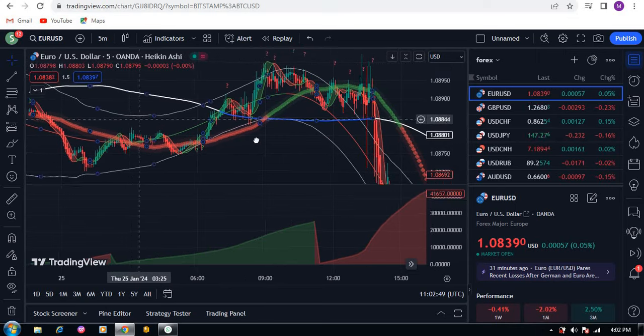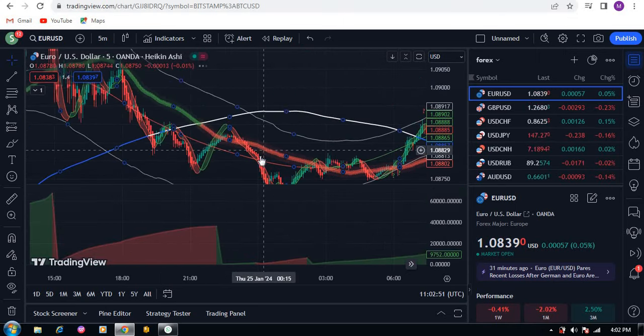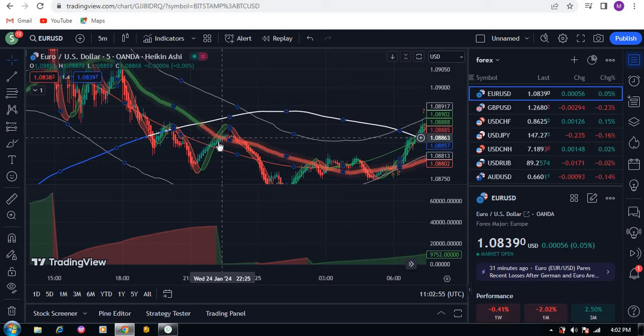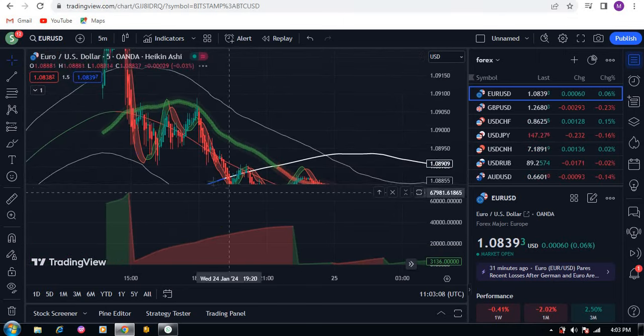Okay, now you can see in the whole scenario you are getting zero fake signals. This is not our buy trade and this is not our sell trade. Why? Because as I already told you, the candles are below the middle line. That means you do not need to go for the buy trade or sell trade.